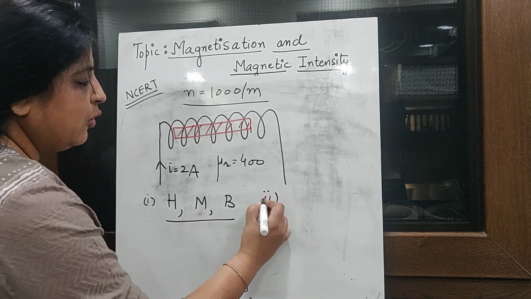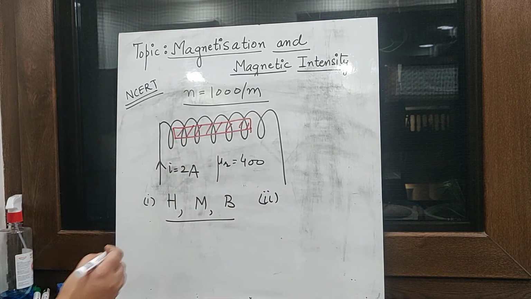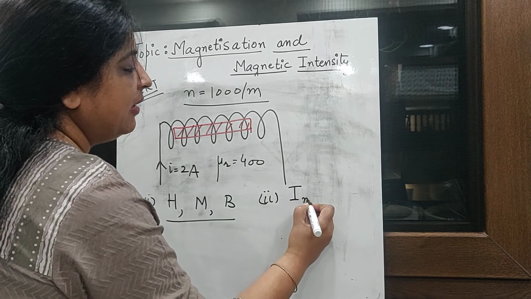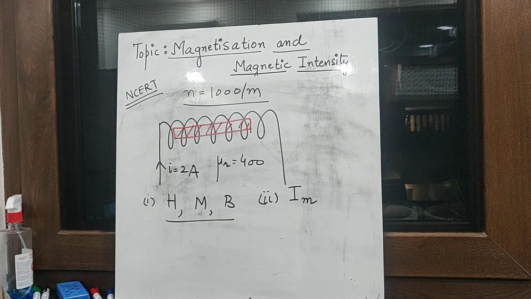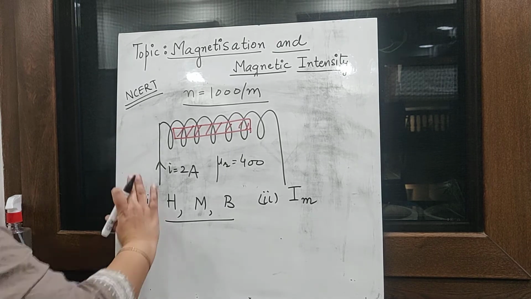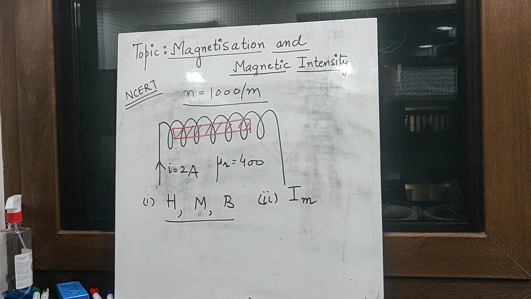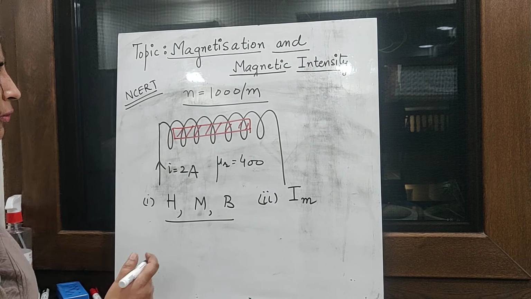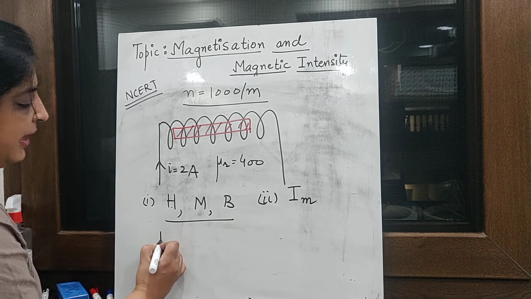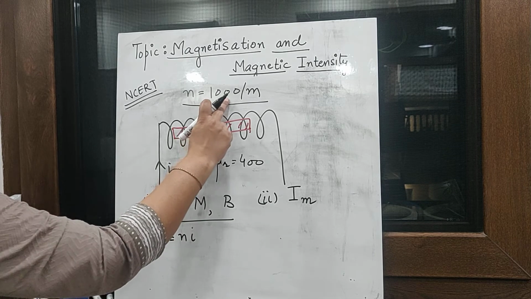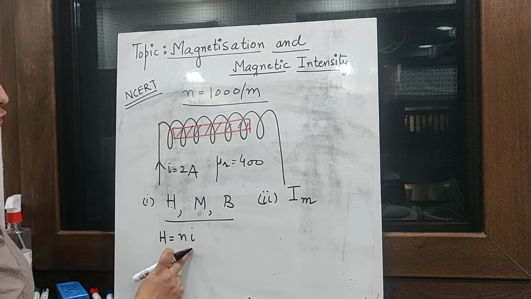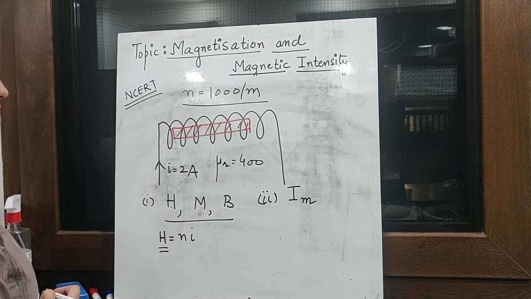And there is another question associated with it, that is what is the current of magnetization, and we will be doing it one by one. Fine. So I will just give you an idea how to solve it, and then you can solve it further on your own. So H, we have just now understood, is equal to N into I. N has been given to you as 1000, current is 2, so you can get the value of H.